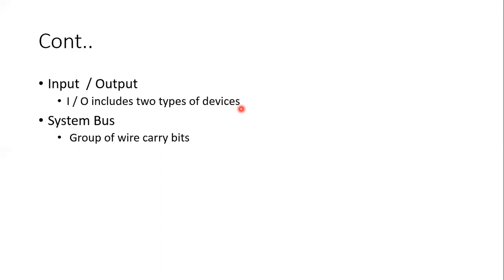Then the last one is the system bus. The system bus is a communication path between the microprocessor and peripheral. A bus is nothing but a group of wires in which the data are transmitted. So all the peripherals, memory, etc., are connected by the system bus.